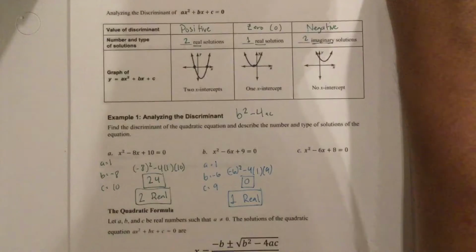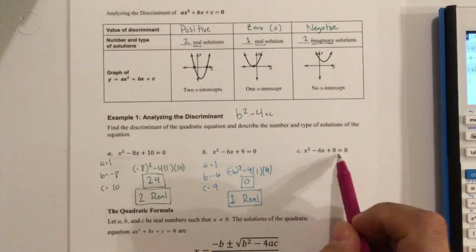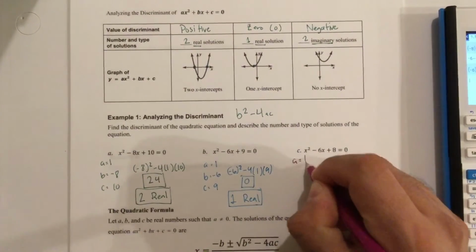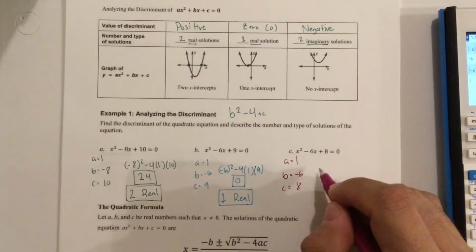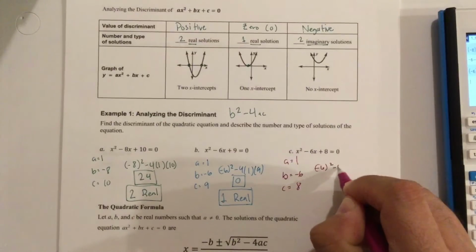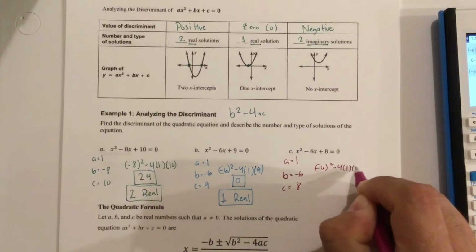All right, and then for the last one here, again, it's already in standard form, set equal to 0, so we're going to identify a, b, and c. So negative 6 squared minus 4 times a times c.